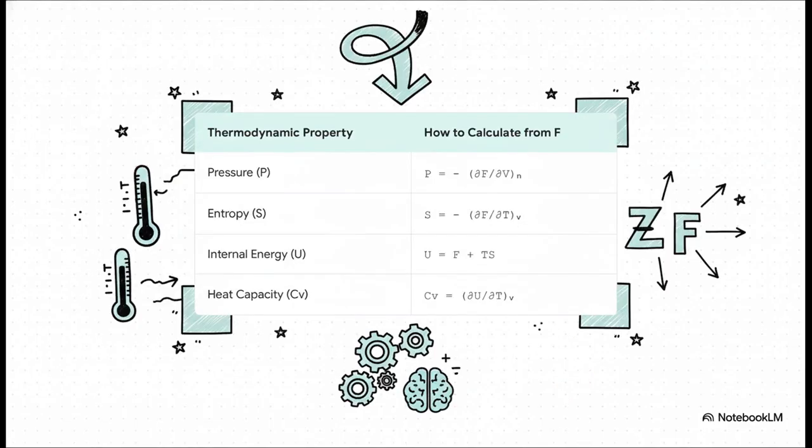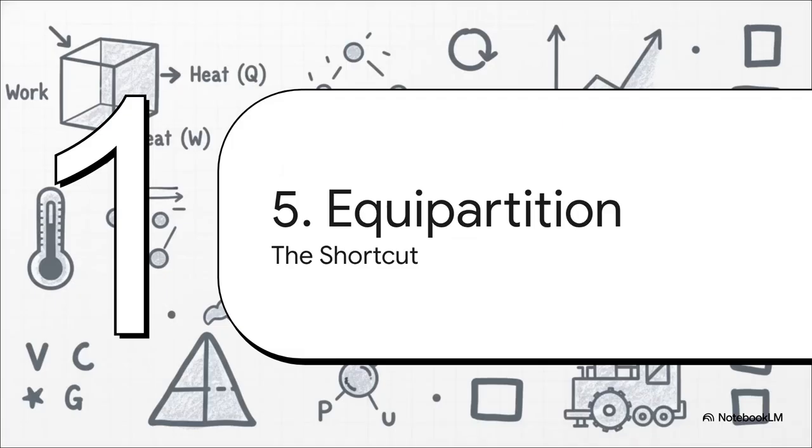Okay, so this right here, this is your ultimate quiz cheat sheet. Seriously, memorize this table, calculate Z, find F, and then just use these relationships. It's your roadmap. Now, for some problems, especially ones with classical gases at high temperatures, there's a really powerful shortcut you can use. If the conditions are right, this thing can save you from doing a ton of calculus.